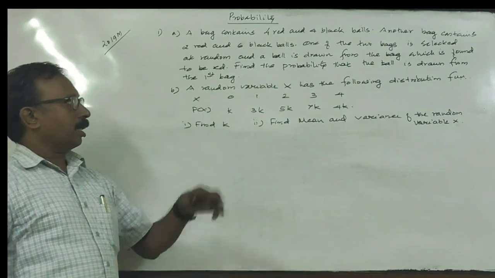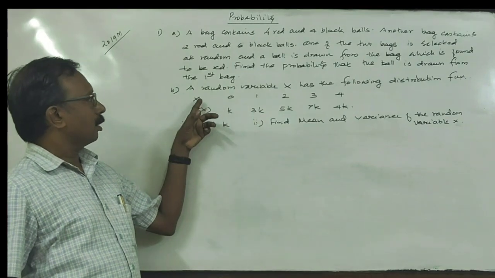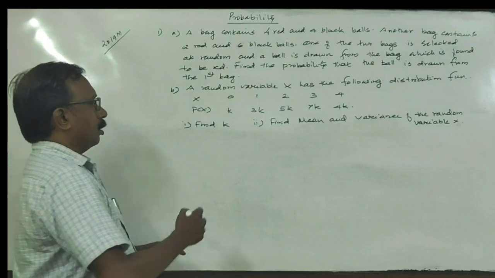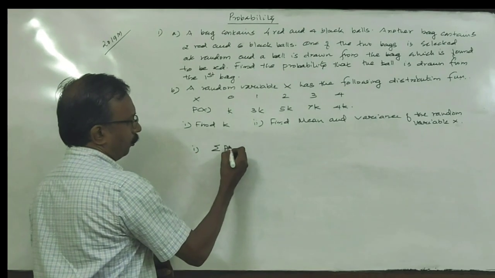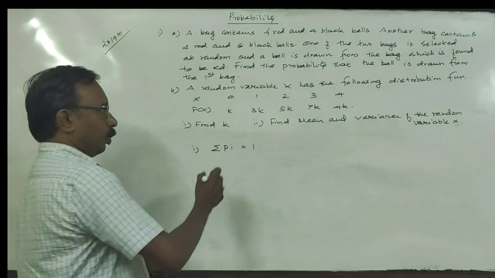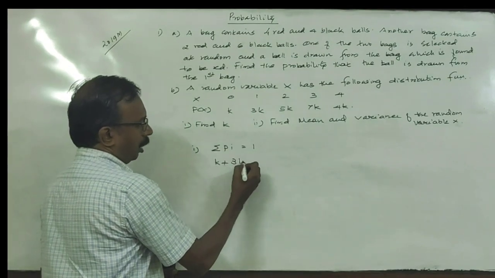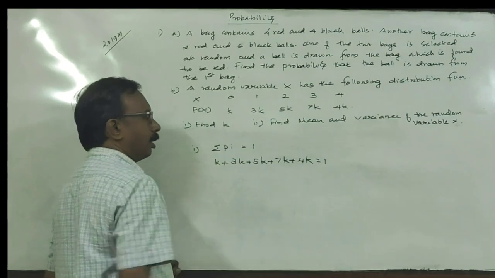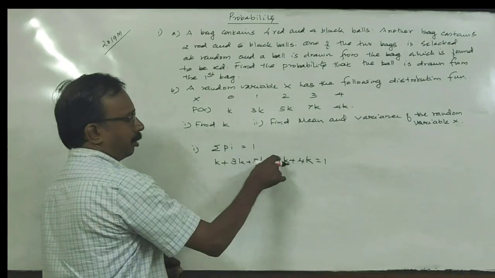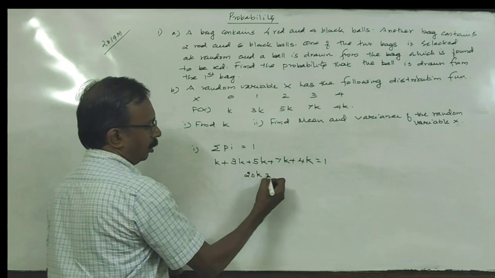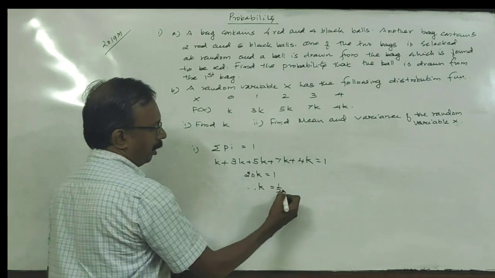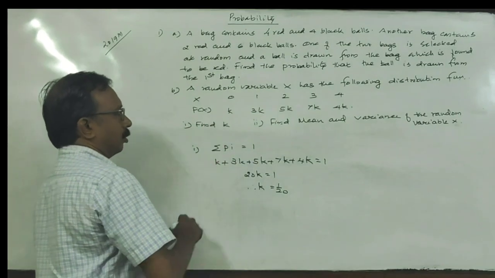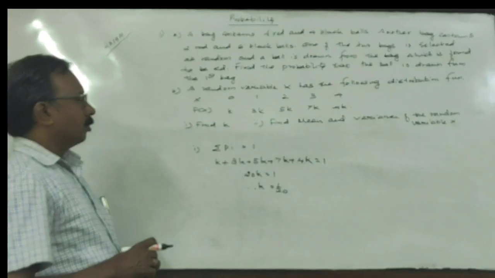The next question is: a random variable X has the following distribution function, where X and P of X are given. Find k. The first part: we know that the sum of the probabilities is 1, so k plus 3k plus 5k plus 7k plus 4k is equal to 1. That is 20k is equal to 1. Therefore, k is equal to 1 by 20. Isn't it? This is the first part.